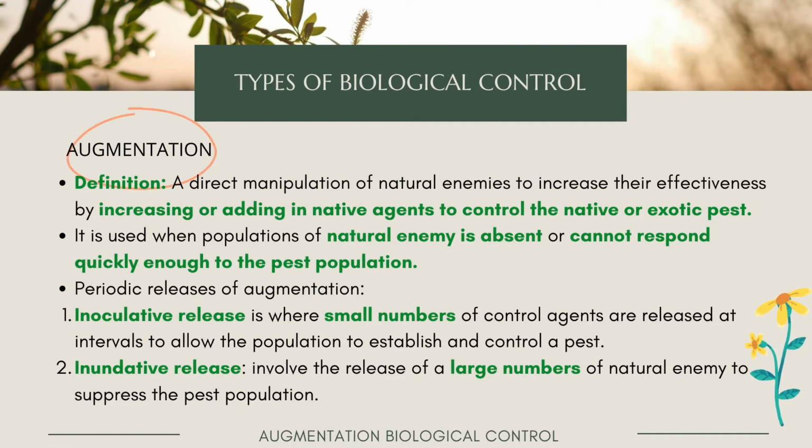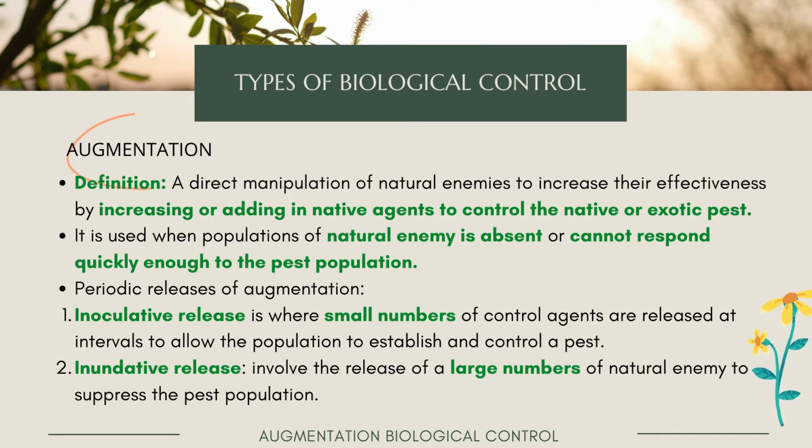Secondly is augmentation. The definition is a direct manipulation of natural enemies to increase their effectiveness by increasing or adding native agents to control the native or exotic pests. It is used when the population of natural enemy is absent or cannot respond quickly enough to the pest population.